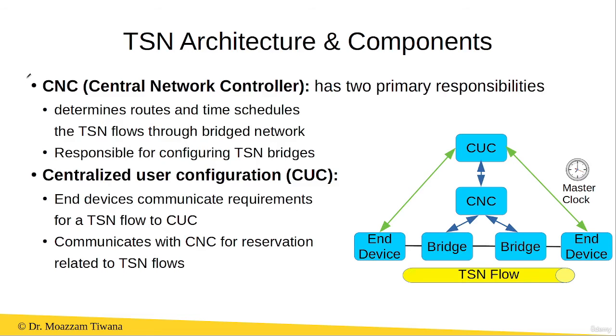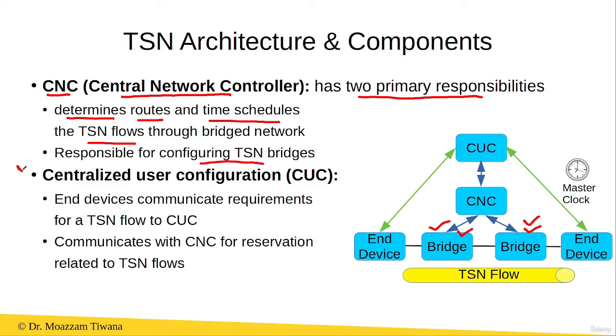And then we have the central network controller, which is also called the CNC. And CNC has two primary responsibilities. First of all, it determines the routes and the timing schedules for the TSN flows that are passing through the bridges of a TSN network. Secondly, CNC is also responsible for configuring the TSN bridges in order to support these TSN flows.